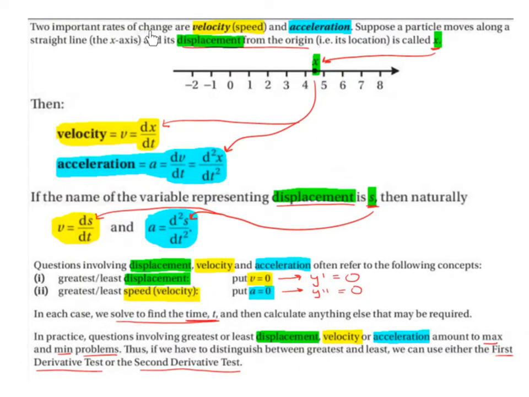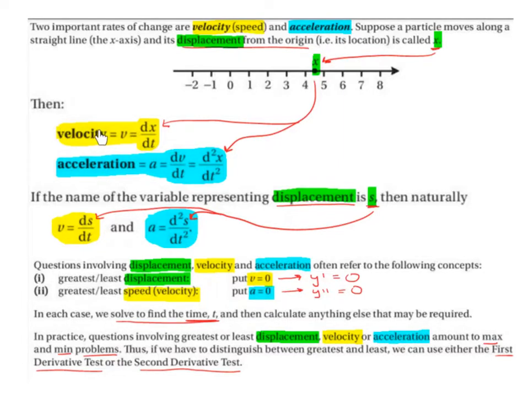Two important rates of change are velocity, speed, and acceleration. Suppose a particle moves along a straight line, the x-axis, and its displacement from the origin, i.e. its location, is called x. So here we have the x-axis. Here we have 0, the origin. And here we have x, and this is the displacement from the origin. So it's moving to the right.